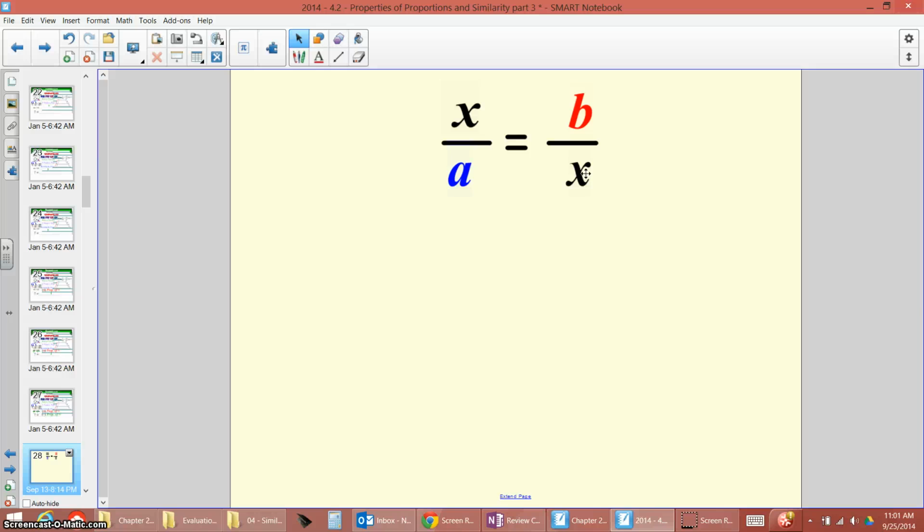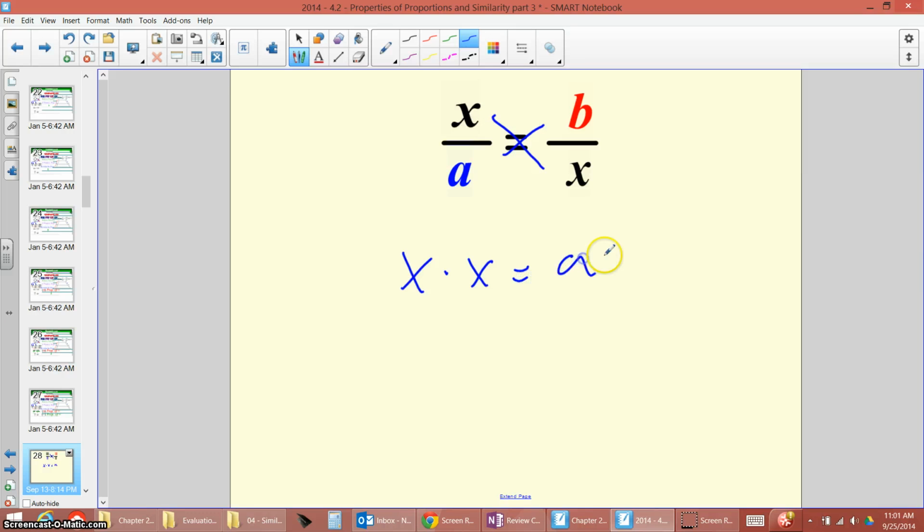Well, if I did the cross product, I'm going to pull out my pen here, see if I can do this right. If I do the cross product, I don't want to do black. Black's ugly. Let's do blue. If I do the cross product, I'm going to end up with x times x equals a times b. Well, now x times x, I can rewrite this as x squared, and that is equal to a times b. That b looks funny.